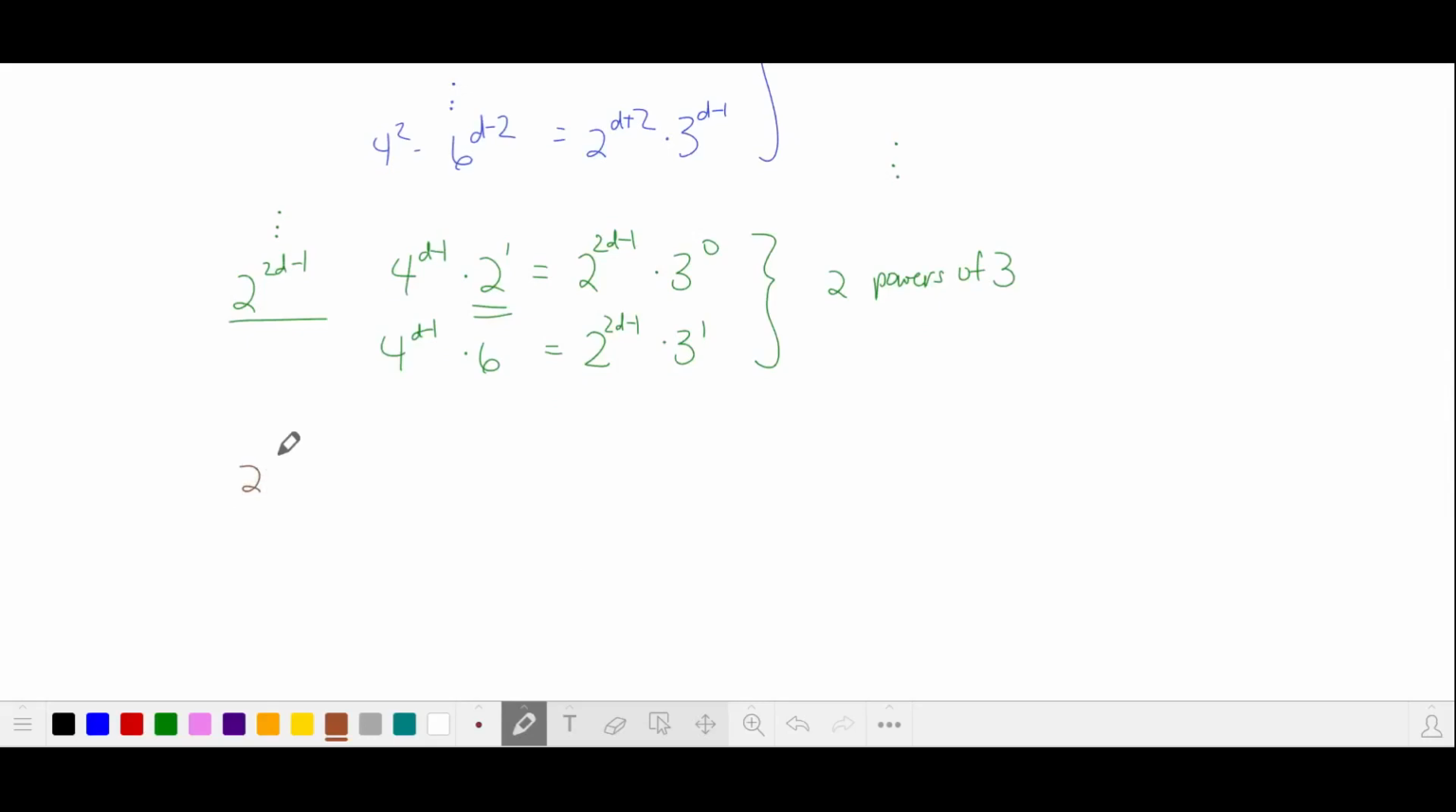And this is our last power of 2, 2 to the power of 2d. We'll get this if all of our dice roll a 4. This gives us 2 to the 2d and no 3s. So just 1 power of 3.